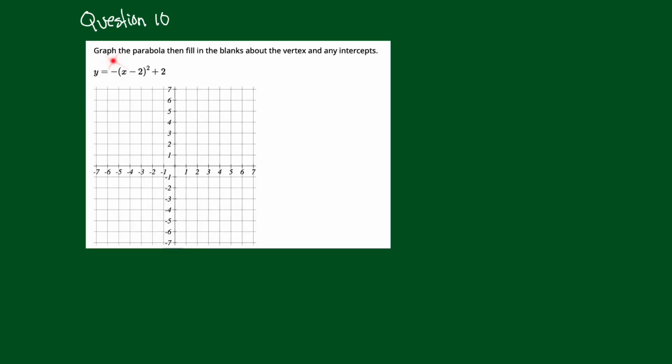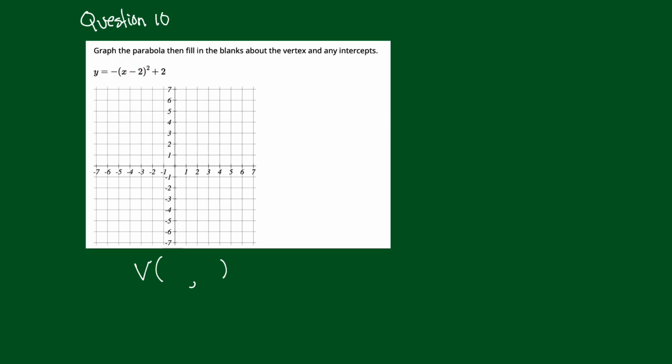Question 10 tells us to graph the parabola, then fill in the blanks with the vertex. Okay, so that's going to be down here. I didn't copy that here. But here's where the vertex is, right? We're in the vertex form. So the vertex is at, all right, now the x component is inside, and it does the opposite of what you think. This says minus 2, so it actually should be plus 2 when I go down here.